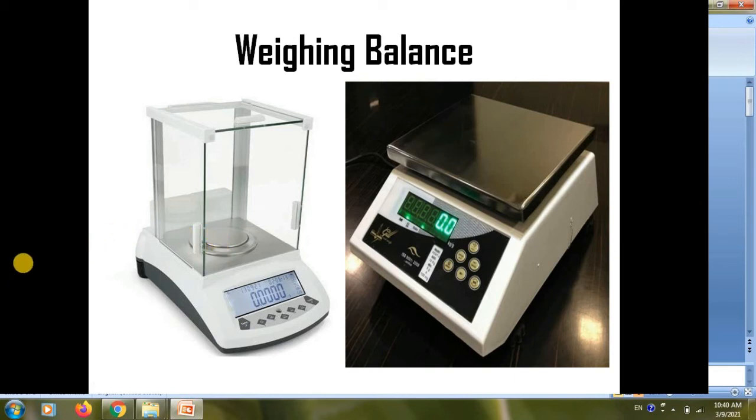In this way you have to handle the weighing balance very carefully. Don't put 1 kg weight in the smaller weighing balance, because the limit is only 100 mg. I think for this it will be 10 gram. Not more than this you will measure on this weighing balance; you have to weigh on the other weighing balance. So this is regarding your weighing balance. I hope you understood how you have to handle the weighing balance.